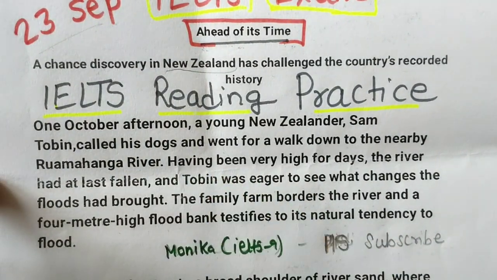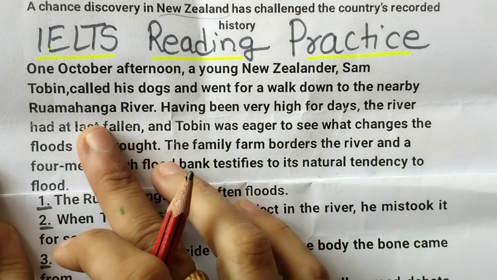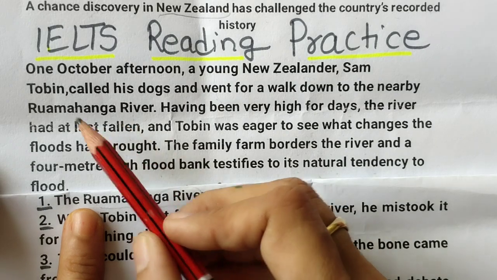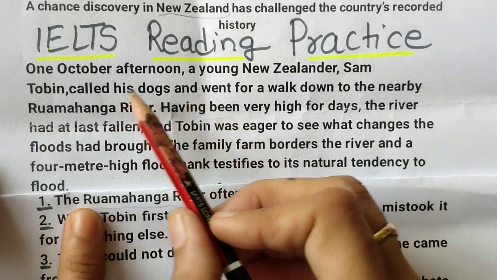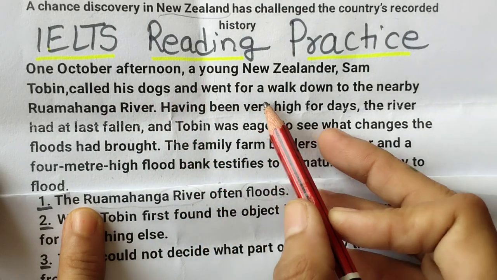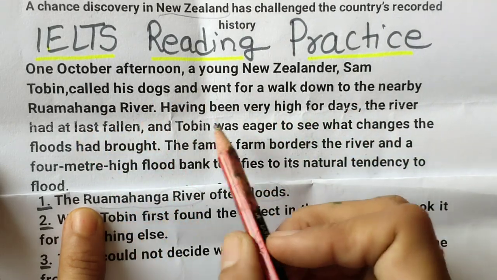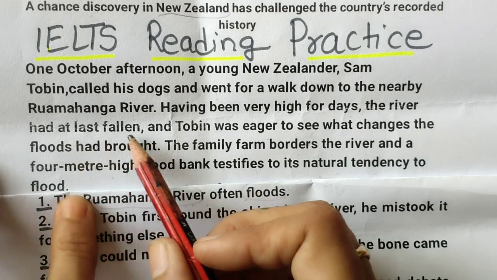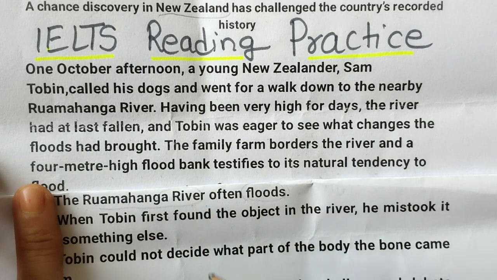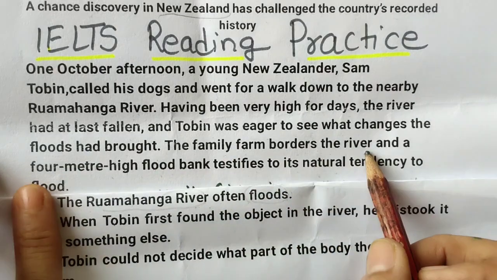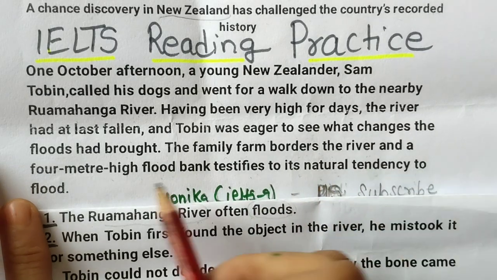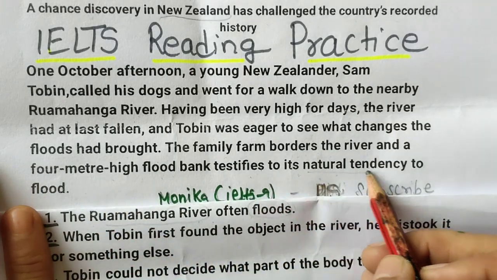Okay, I will show you the question also. Here I have to read it, because this word I have got it here. Sam Tobin, a young New Zealander, called his dogs and went for a walk down to the nearby river. Having been very high for days, the river had at last fallen. Tobin was eager to see what changes the floods had brought. The family farm borders the river, and a 4-meter high flood bank testified to its natural tendency to flood. Okay, natural tendency to flood.